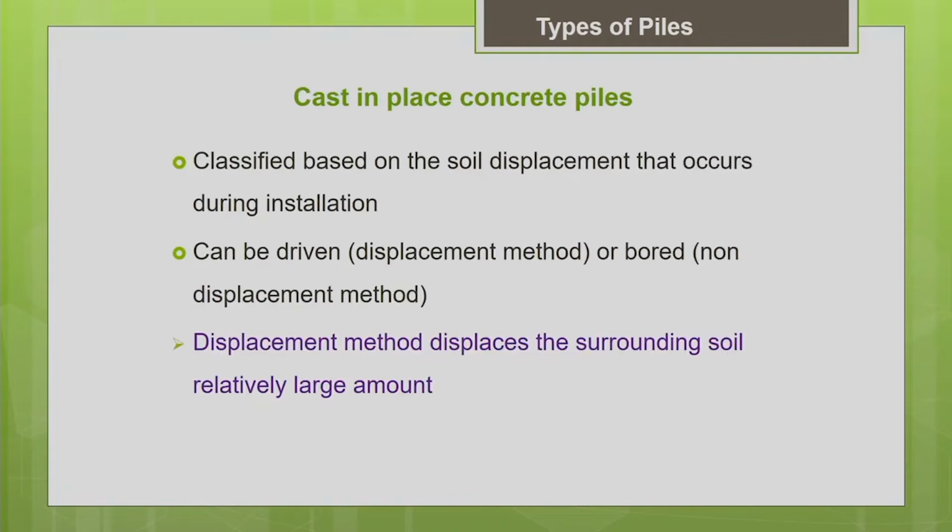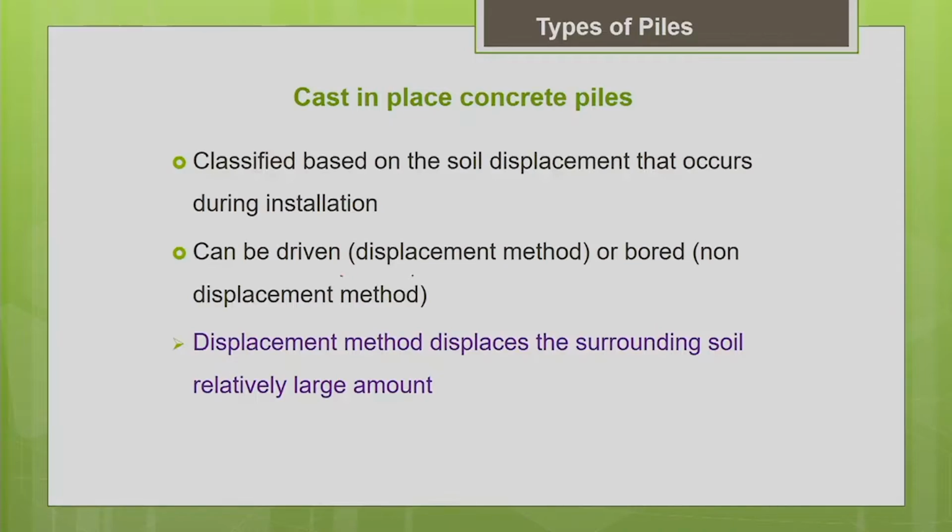So, what are cast in situ concrete piles? What are the methods of making cast in situ concrete piles? Here also, based on the process of installation, you can classify them further into displacement method and non-displacement method. When you do the installation, if your installation process is going to disturb the surrounding soil to a greater extent, if it is going to displace the surrounding soil to a greater extent, then it is called the displacement method. If the disturbance to the surrounding soil is minimum, then it is called the non-displacement method. So, basically there are two types of methods.